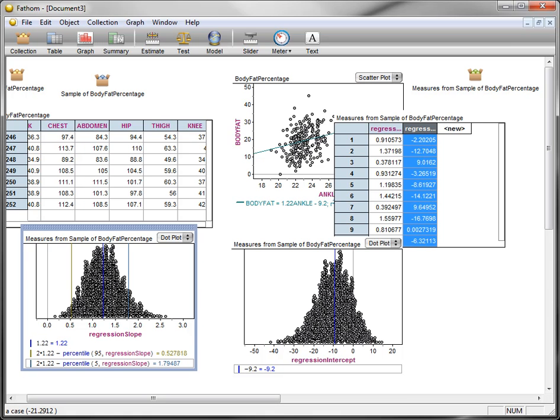So that is how you use sampling with replacement to create confidence intervals for beta naught and beta 1. Thematically, it is the same as the sampling with replacement technique that we have used throughout this semester.